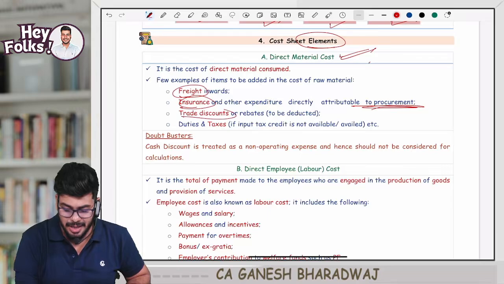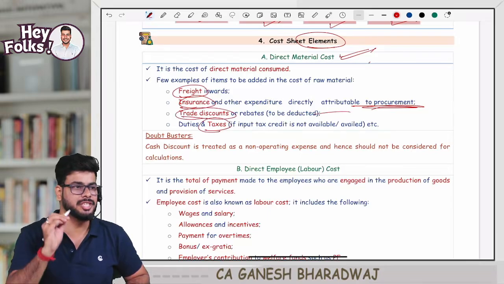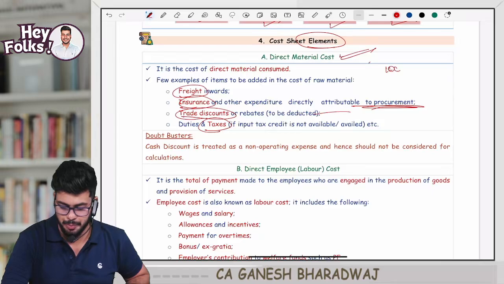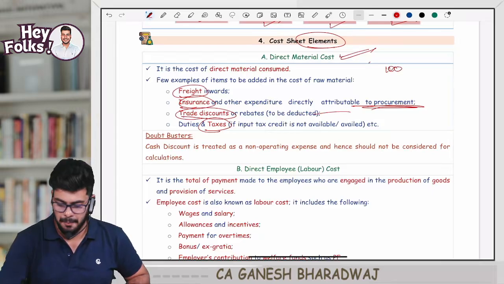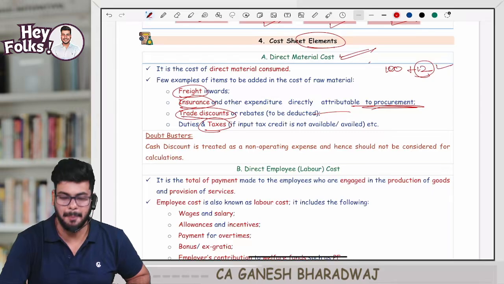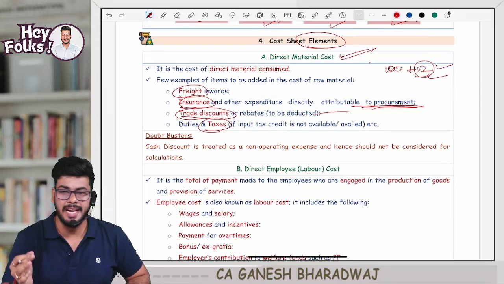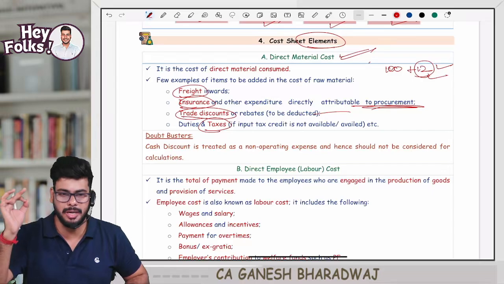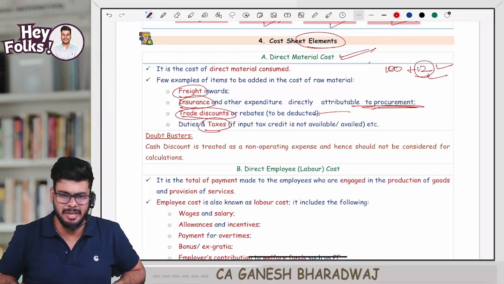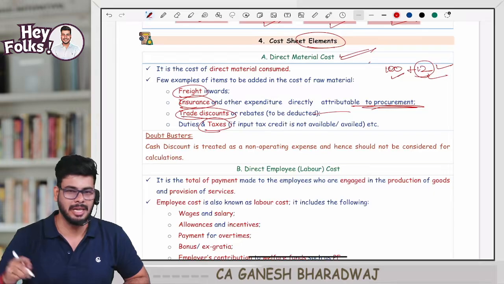Right? Any trade discount should be subtracted. Any duties and taxes, GST paid. Sir, I paid 100 rupees for the stock, correct? Plus, let us say 12% GST. Now, is this GST a part of my cost? You need to know if this 12 rupees is eligible for ITC, input tax credit. In that case, it is never a cost. So, only 100 rupees will be your cost. Guys, are you all clear with this?